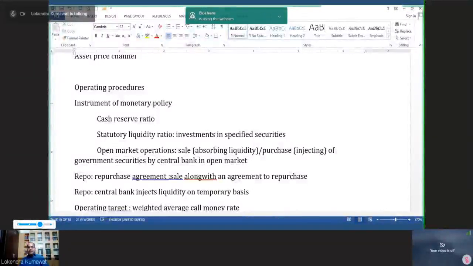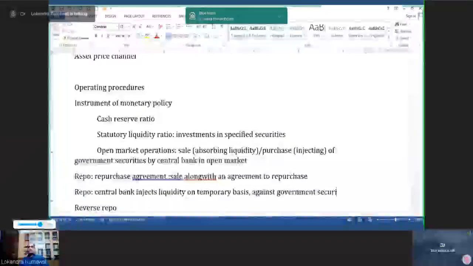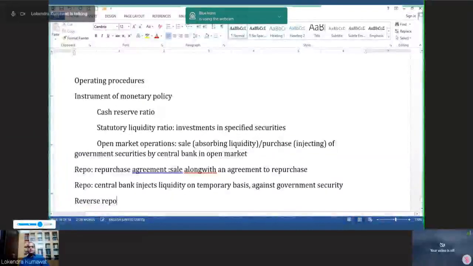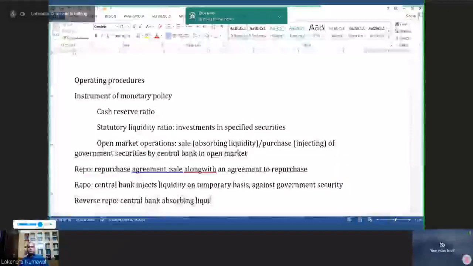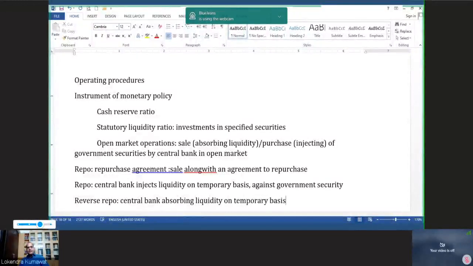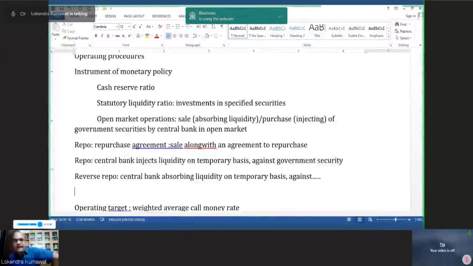The opposite of this is the reverse repo, and this is of course against government securities, because you are selling the government security temporarily. Reverse repo is just the opposite of that. So in repo operation, the central bank is injecting liquidity temporarily. In reverse repo, the central bank is absorbing liquidity.